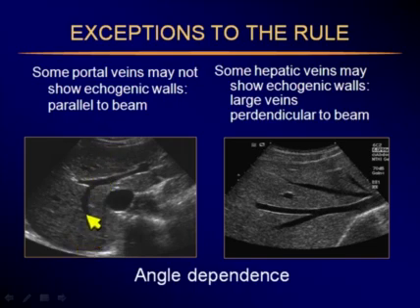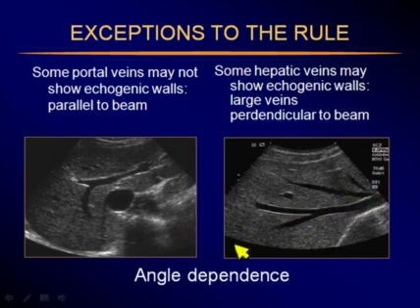So we're losing resolution, and we simply lose resolution of this portal vein wall. Here, on the other hand, are hepatic veins. Now, I just told you that hepatic veins do not have bright walls, and all of a sudden I'm showing you a big hepatic vein with bright walls.